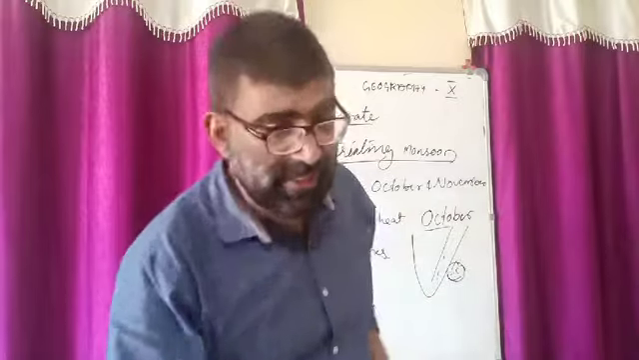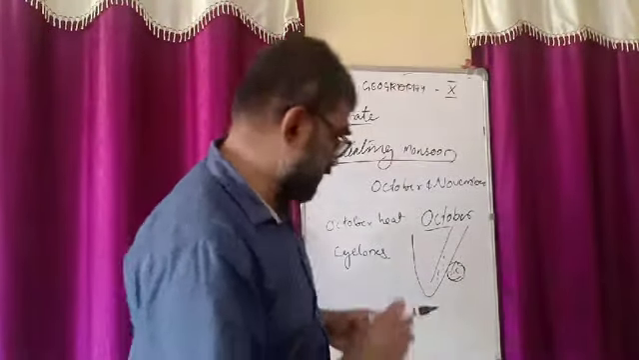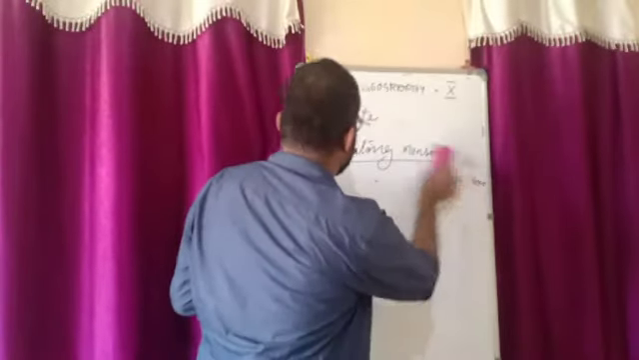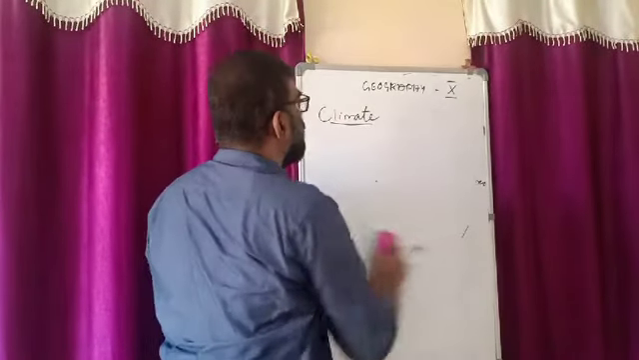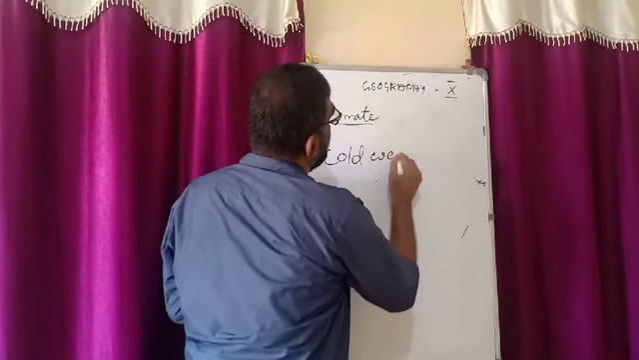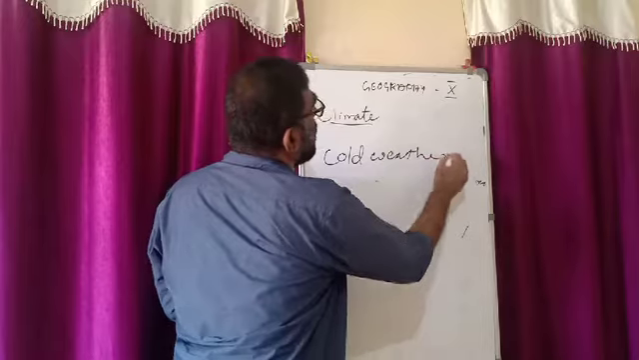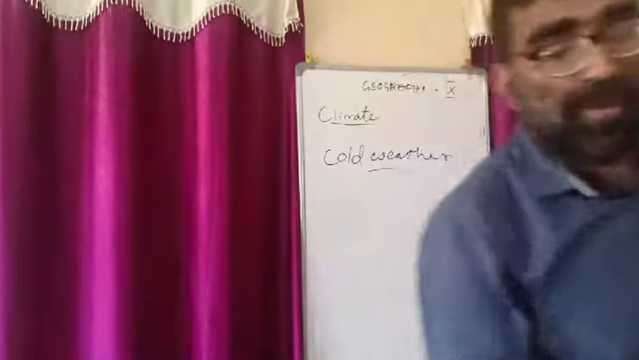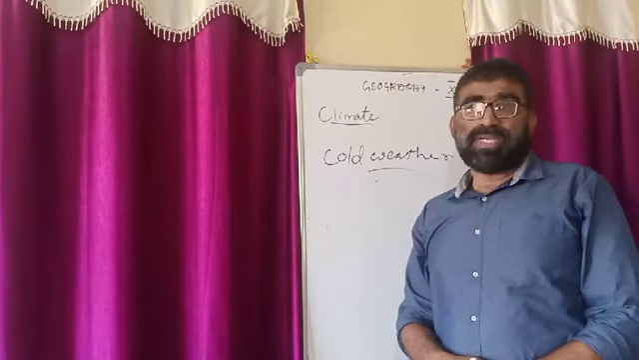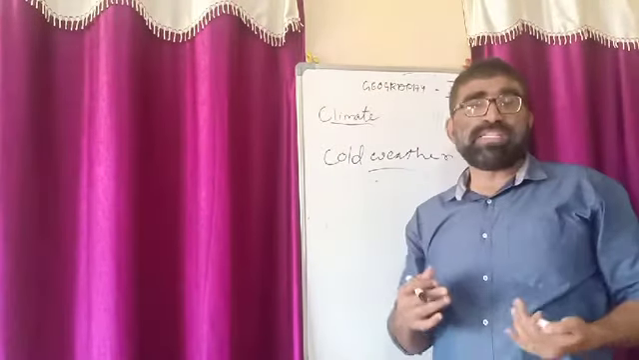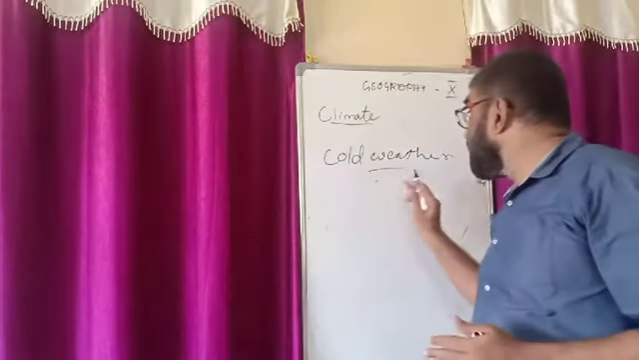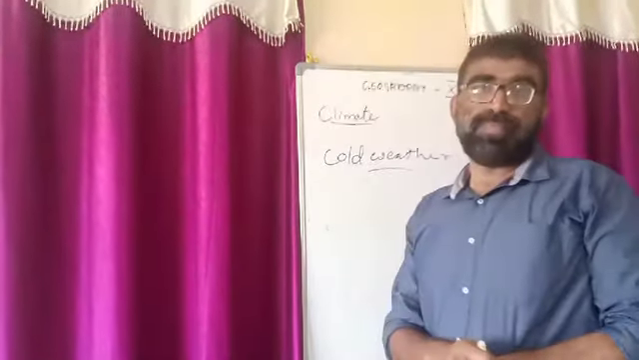Next we will see the cold weather season. The cold weather season starts from the last of November. December, January and February, these three months are the cold weather season, the cold climate, and the coldest month is January.